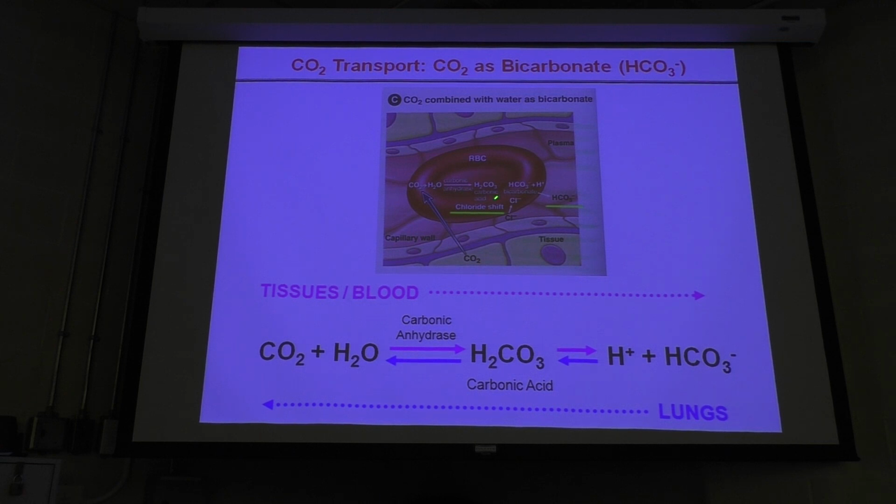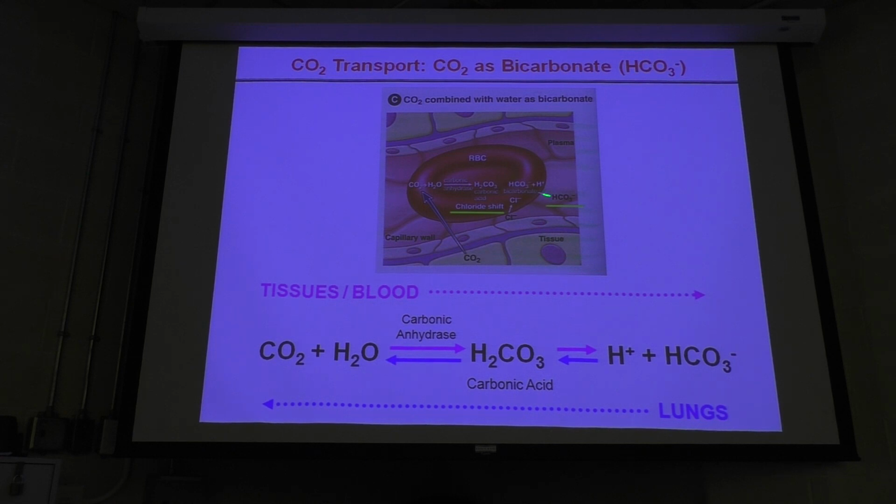Once carbonic acid is produced, carbonic acid then dissociates into a bicarbonate ion and a hydrogen ion. The hydrogen ion will be retained in the red blood cell, whereas the bicarbonate ion will diffuse out of the red blood cell into the plasma for transport throughout the body.